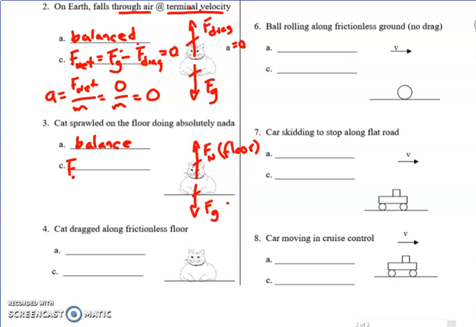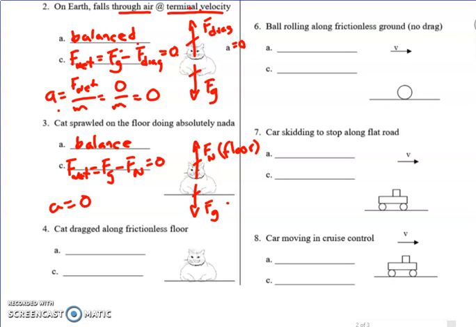The net force is Fg minus Fn. Again, Fn is normal. Net is the sum of all the forces, so don't confuse those. And we know once again that it's equal to 0. Okay, so A is simply 0.